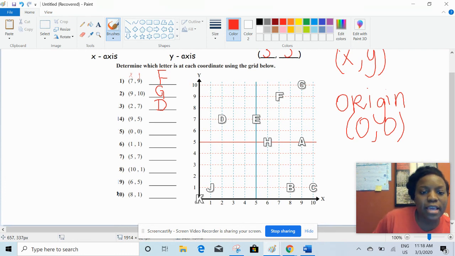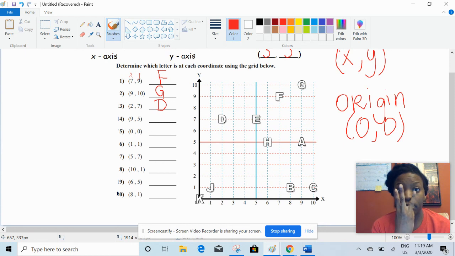For number 4, it says 9, 5. On your own first, label your X value and label your Y value. You have 3 seconds. All right, so you should have labeled your X value as 9 and your Y value as 5. X as 9, Y as 5.